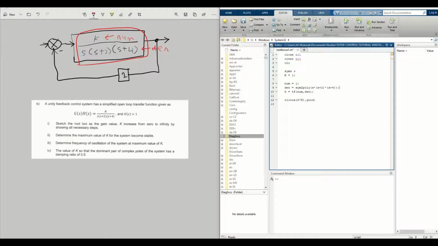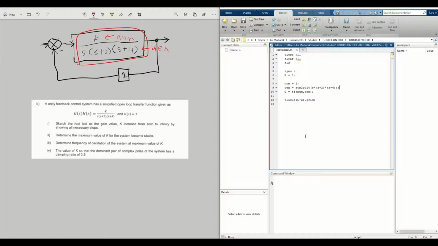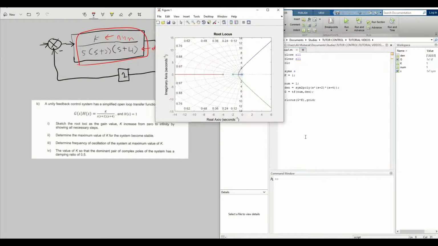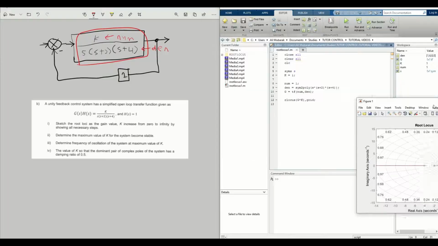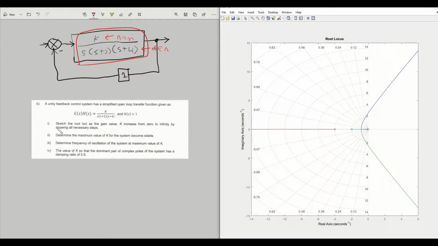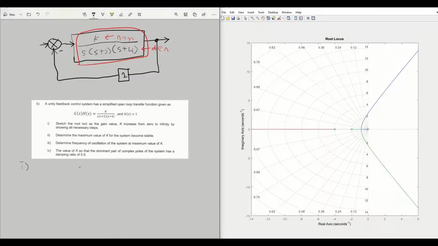Alright, so then we run this program. Change folder. Okay, so we got the root locus plot over here. Okay, so let's see the question. For the first question, we need to sketch the root locus. So the MATLAB system has sketched for us. So we can say for question 1, MATLAB.